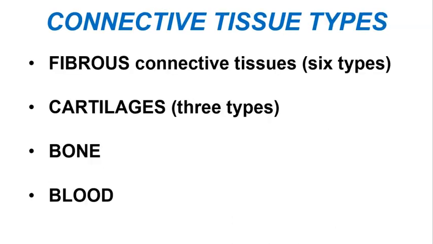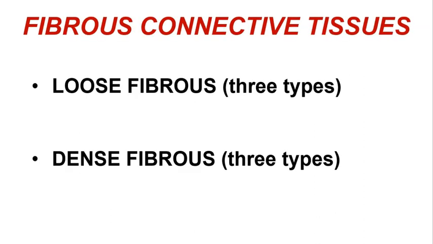So we begin our overview of the connective tissues by examining the major types of connective tissues. And these types are the fibrous connective tissues, which all contain protein fibers in their extracellular matrix. There are 6 varieties of the fibrous connective tissues. We also have the cartilages, which also contain protein fibers in their extracellular matrix. There are 3 types of cartilage. We also see bone, and finally, blood. So let's begin with the fibrous connective tissues.